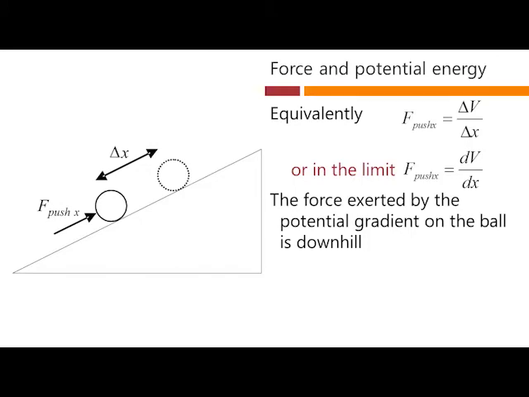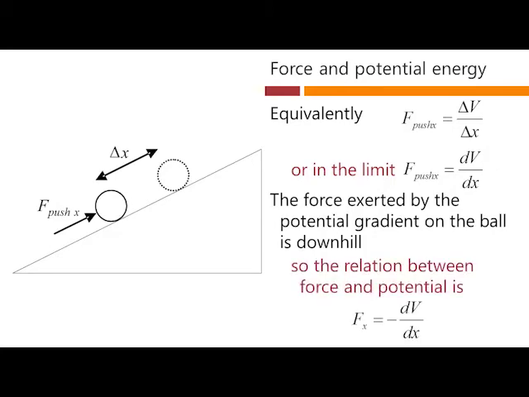Now, the force exerted by the potential gradient on the ball is downhill. In other words, we think here that gravity is trying to push the ball down the hill. So the relation between the force from the potential energy is minus dV by dx. We were pushing uphill to counteract the force that comes from the potential energy, which was trying to push the ball down the hill. So the force associated with the potential energy itself is minus dV by dx.